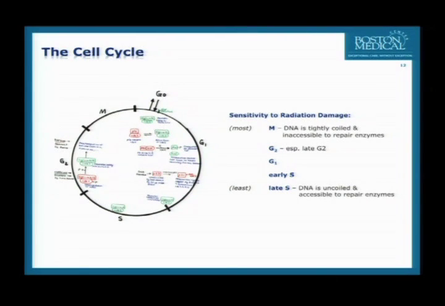So ideally, what we would like to do is get all the cells at M phase. There are certain chemotherapy drugs which can cause cells to be somewhat synchronized at certain phases. One of the holy grails of what we do would be something that could stop the tumor cells at M phase, and then we could give some treatment and probably get a much bigger bang for our buck.